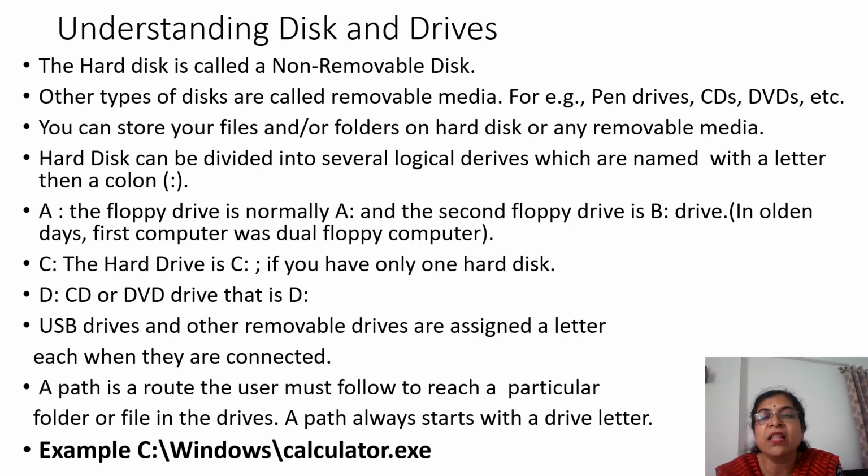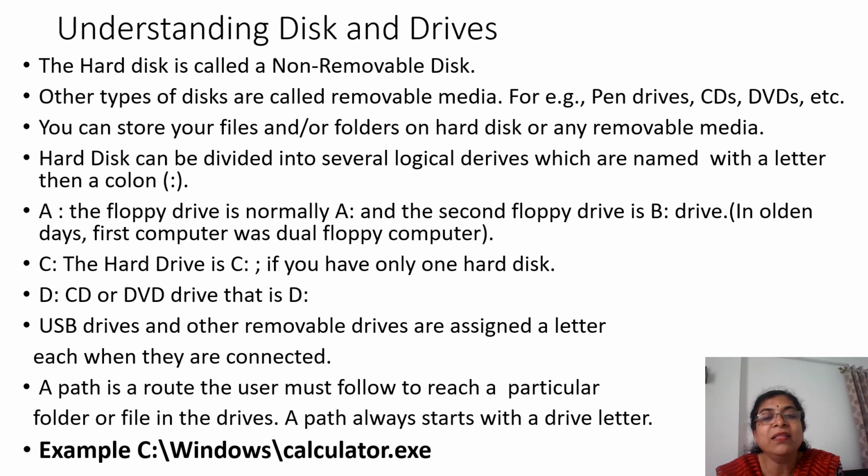USB drives and other removable drives are assigned letters later, when they are connected. Suppose you have C drive as a hard disk, D drive as a CD or DVD drive, and then if you put a USB port device, that is your flash drive or pen drive, inside the computer, then it will give the name for that drive, and that is E drive.